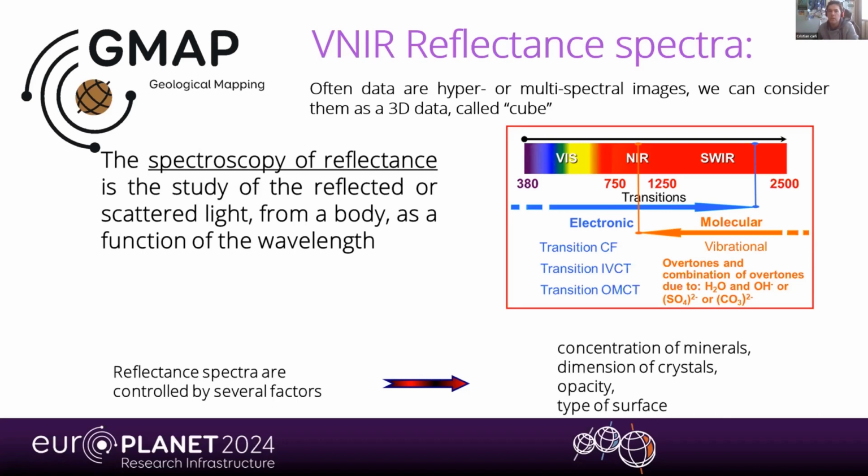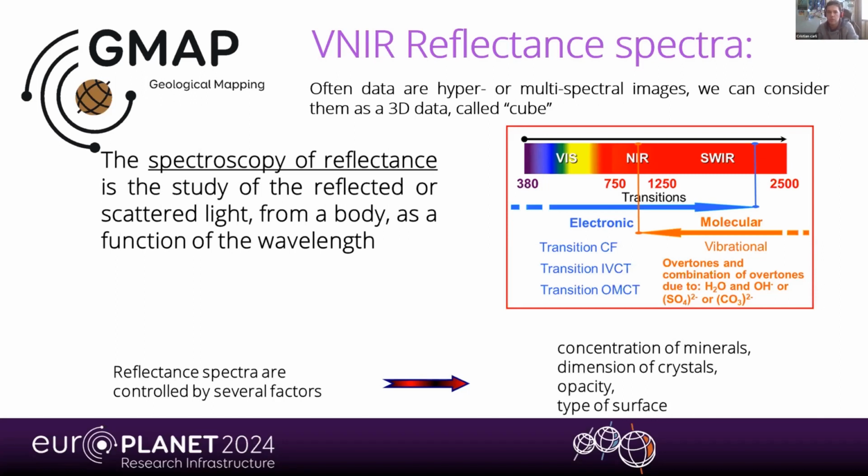The previous one is generally related to electronic transitions, so the presence of some transitional elements like iron that can have different electronic jumps in a crystal lattice, whereas the vibrational ones are related in general to stretching due to the OH in silicates or sulfates, or to the carbonate ions.